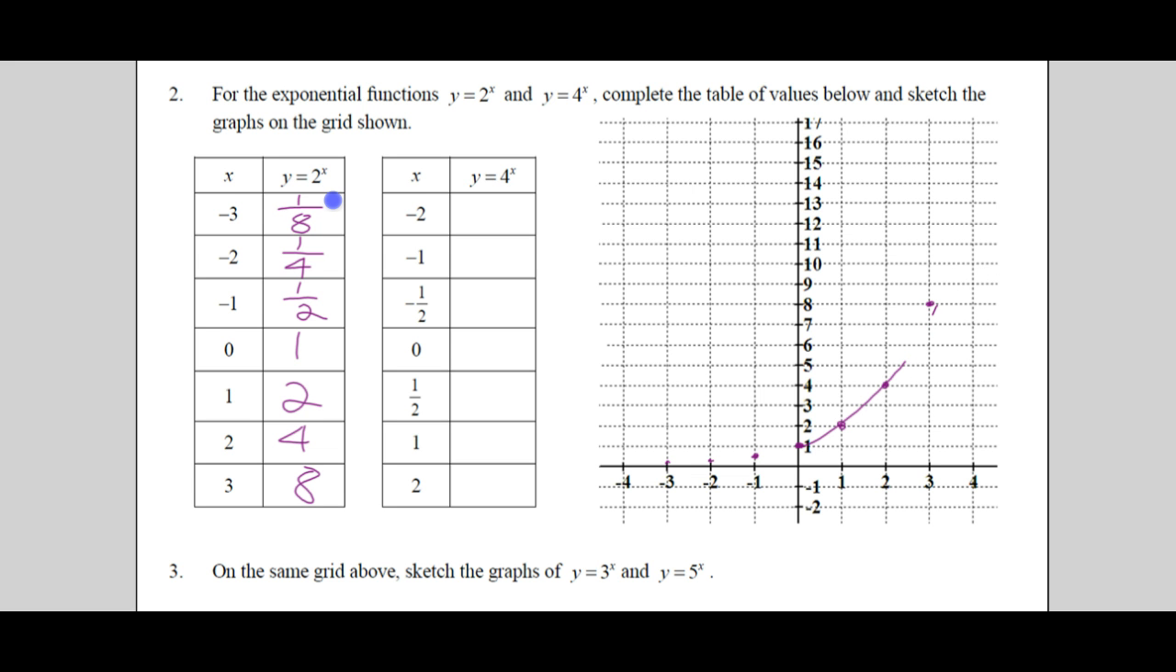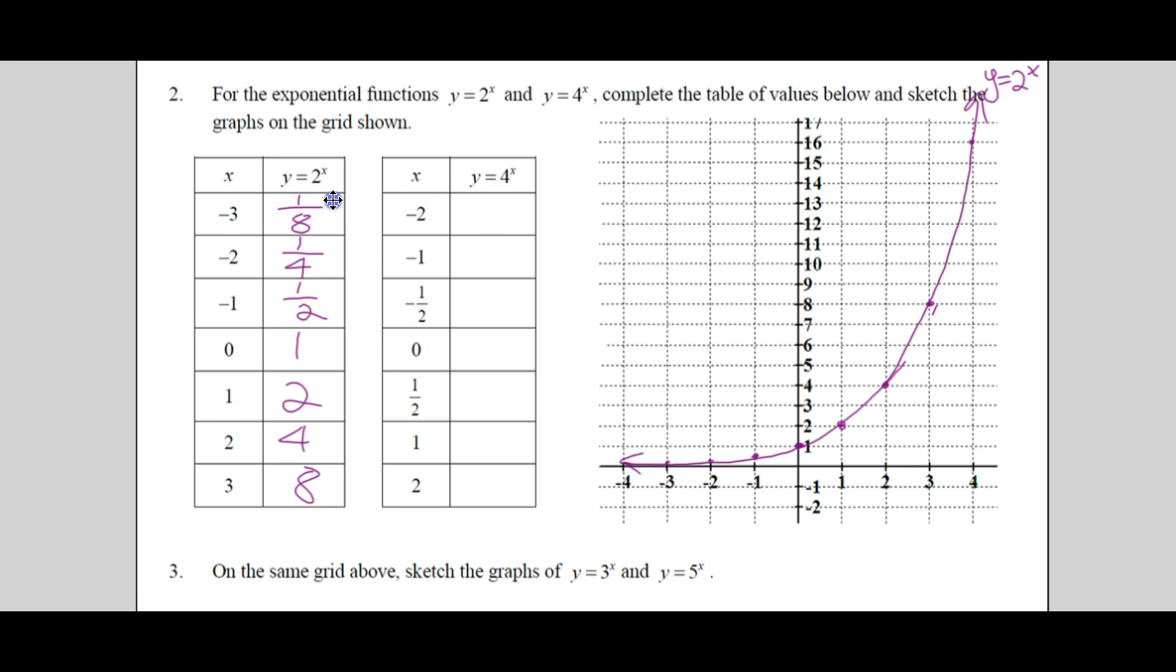And I can actually do 2 to the 4th too, right? I can fit that in. That's 16. So. And then going down, a half, a quarter, I think. And let's label this, right? Y equals 2 to the x.